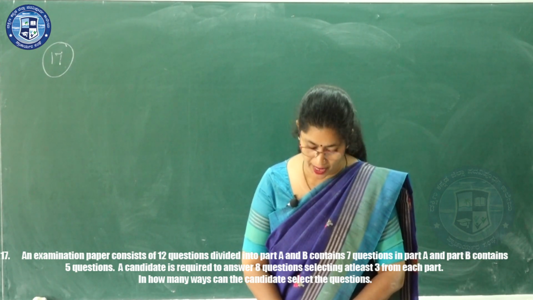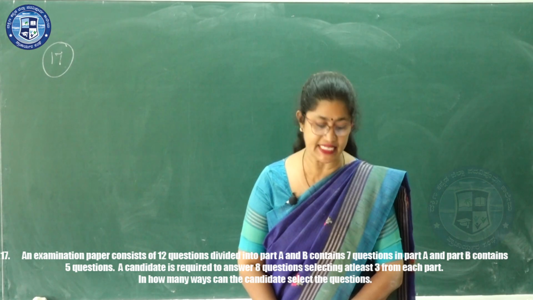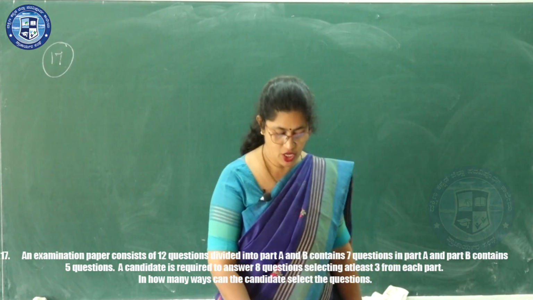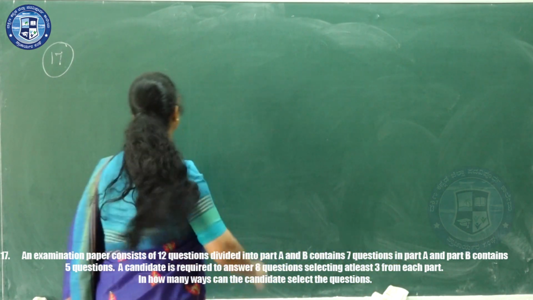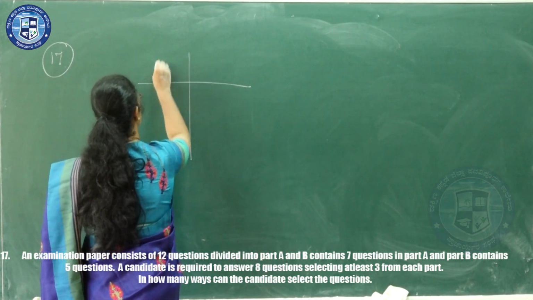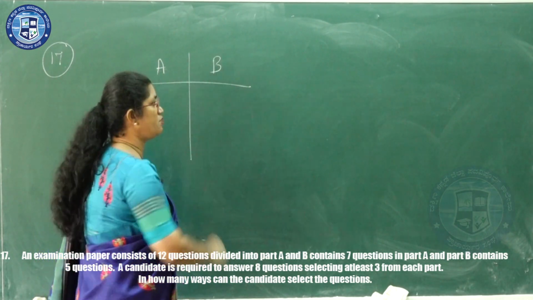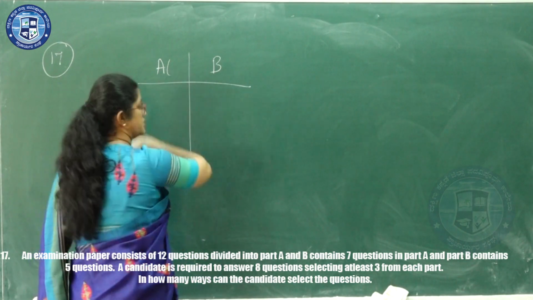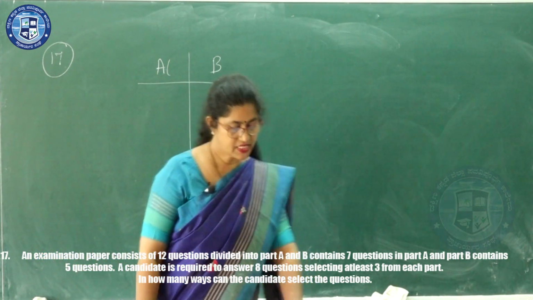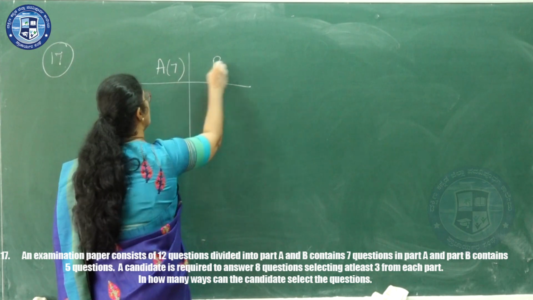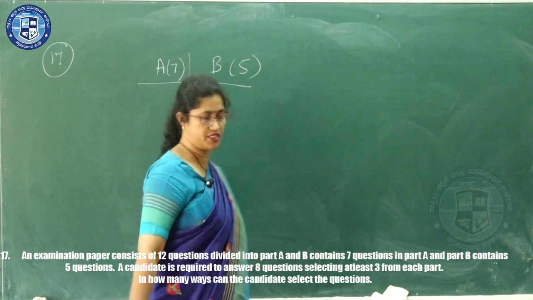Question 17. An examination paper consists of 12 questions divided into 2 parts A and B, and they contain 7 questions in part A and part B contains 5 questions. We shall just write this information. There are 2 parts in the question paper, part A and part B, and part A has 7 questions and part B has 5 questions.